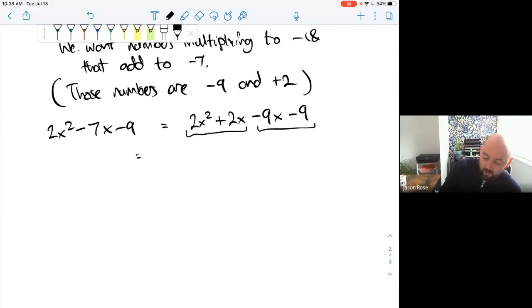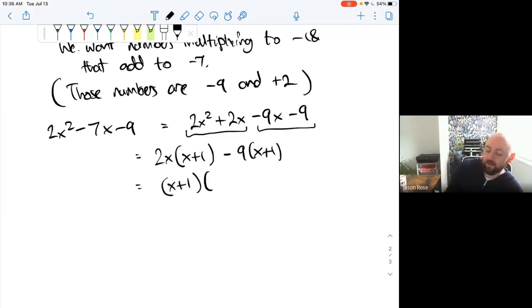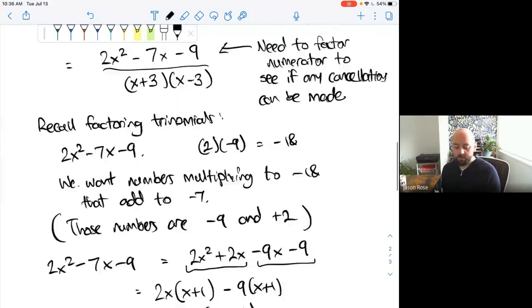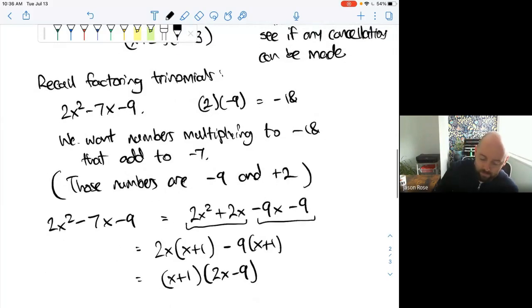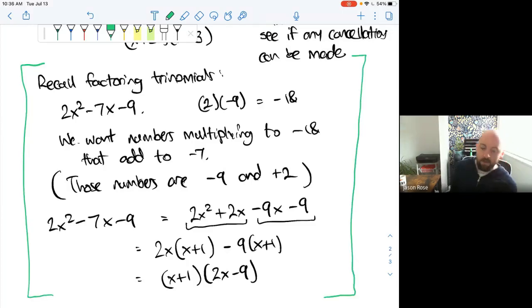Okay. So we're going to factor by grouping here. It's going to be 2x times x plus 1 minus 9 times x plus 1, which is factored a little further then. And the x plus 1 can come out, and we have 2x minus 9. Okay, so this was a big aside. So that was just some work on the numerator.